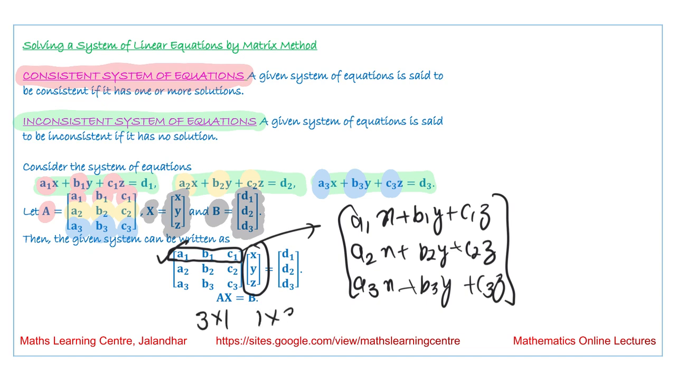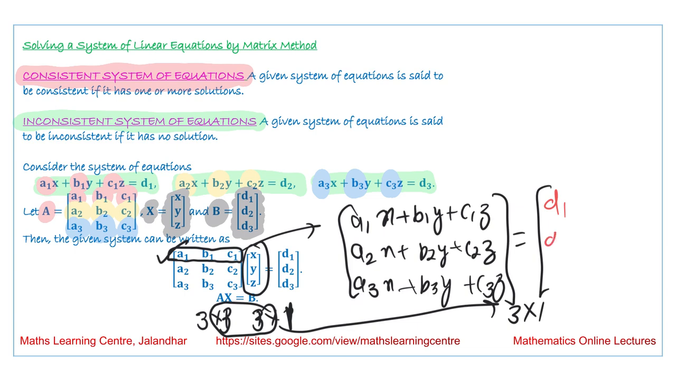This is a 3 cross 3 matrix, and this is a 3 cross 1 matrix. So the answer we are obtaining over here will be a 3 cross 1 matrix, and it is equal to d1, d2, d3.